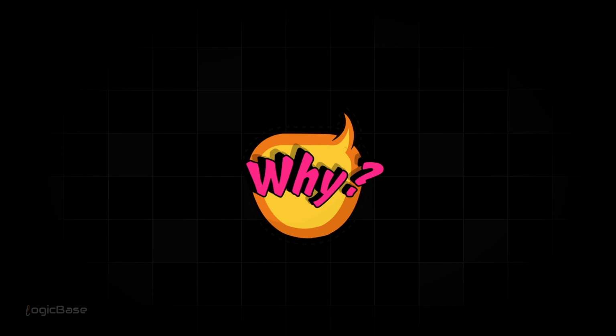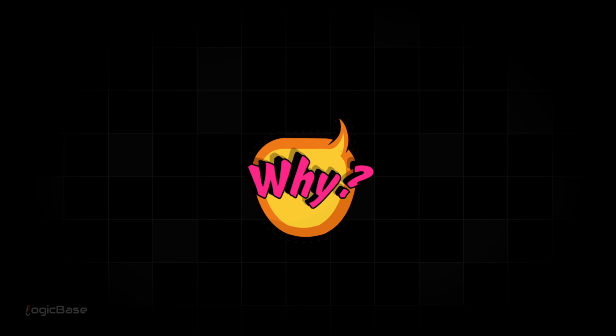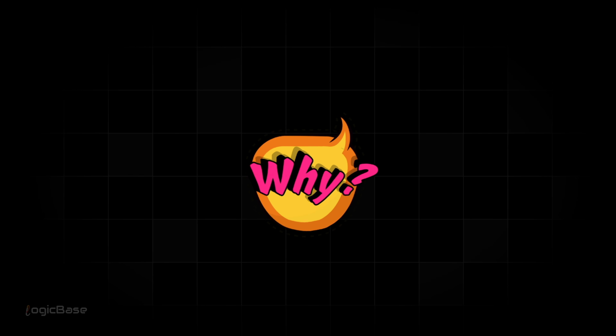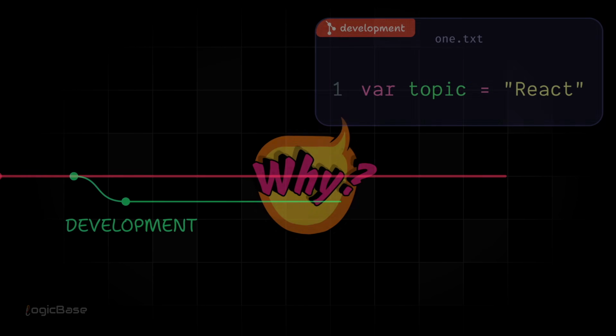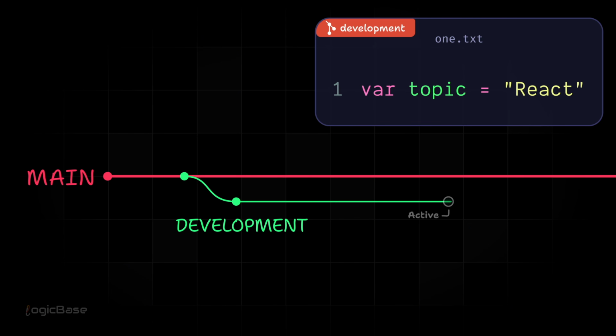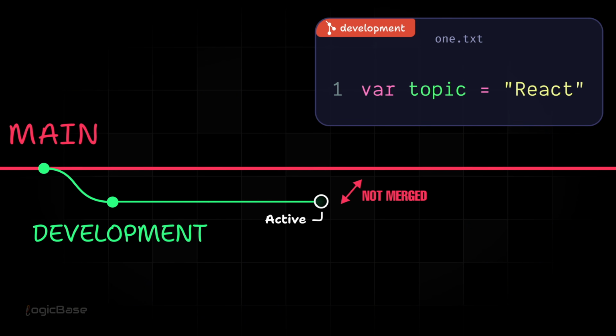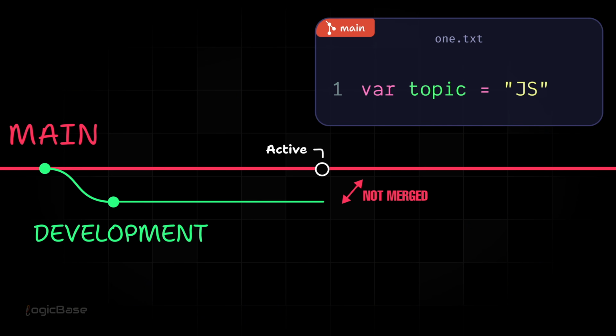Why? Because the changes made in the development branch exist only in that branch. Those changes haven't been merged into the main branch yet. The moment you switch back to the main branch, Git automatically hides the changes made in development, showing you only what exists in that main branch. This demonstrates just how much control Git has over your file system.